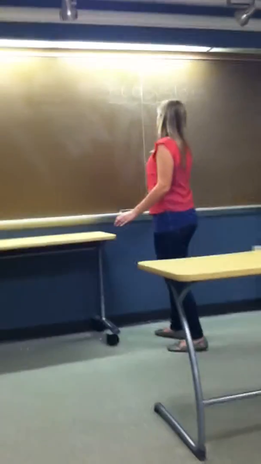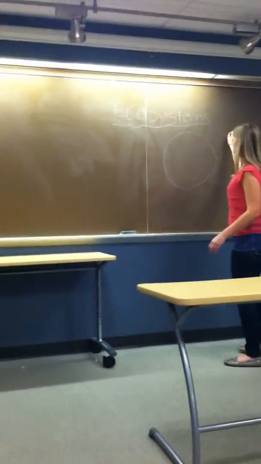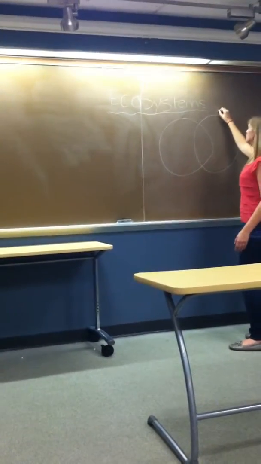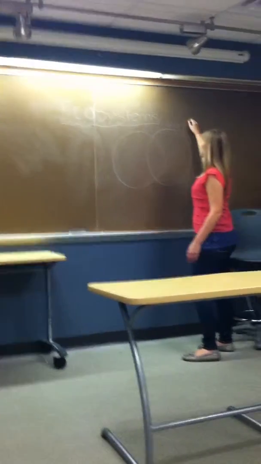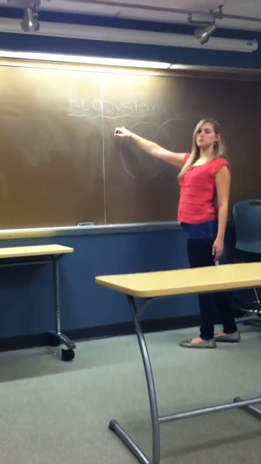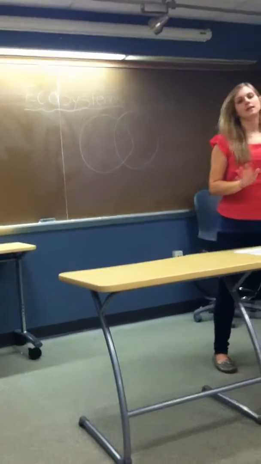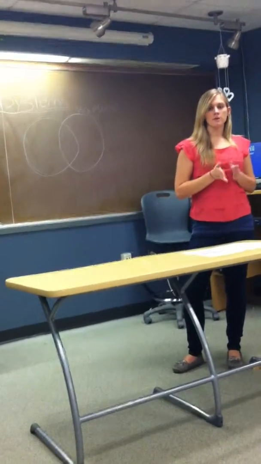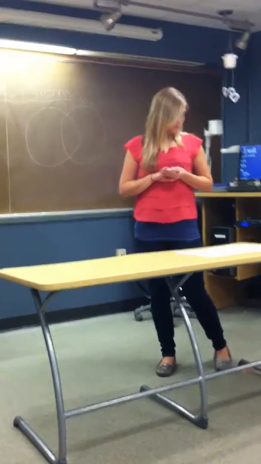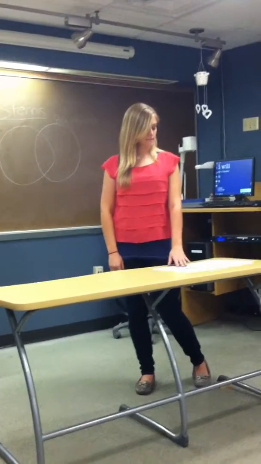So if you remember, a Venn diagram looks like this, and on this side you're going to do the rainforest. On this side you're going to do the ecosystem of your choice. So you will have about 5 minutes to work with the people at your table, and you're going to make a Venn diagram and collaborate on what you guys remember. And after the 5 minutes, we're all going to share our Venn diagrams with the class.